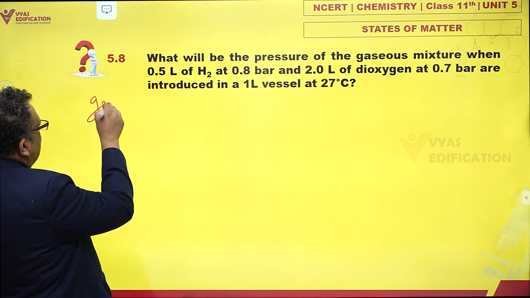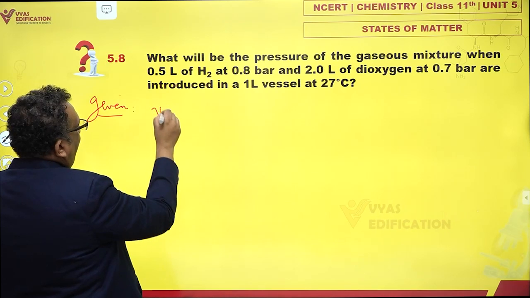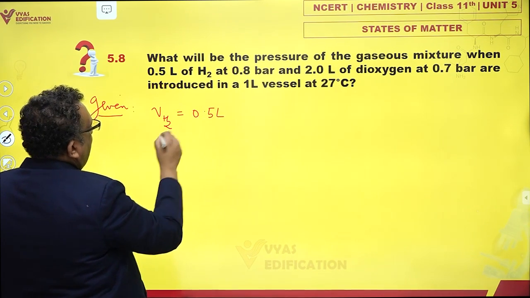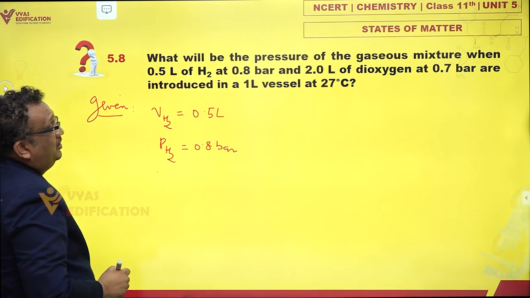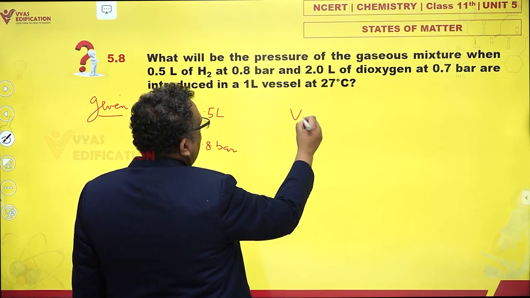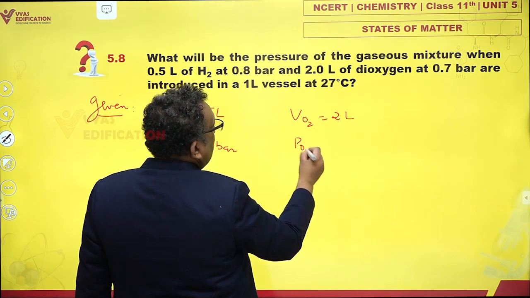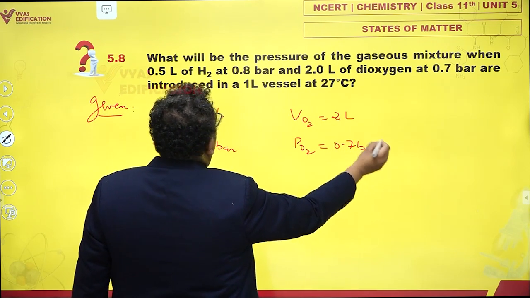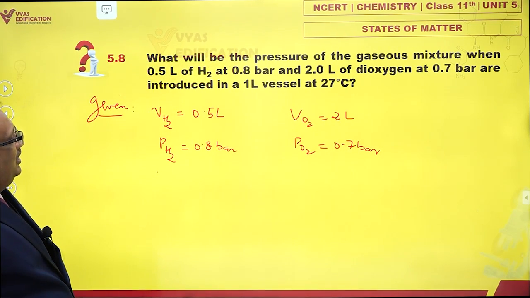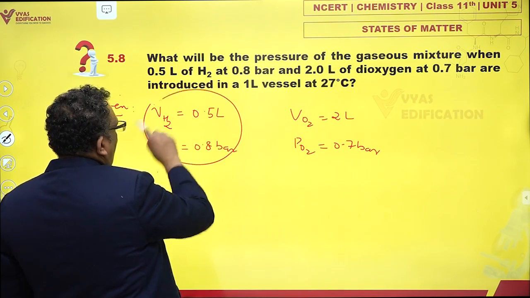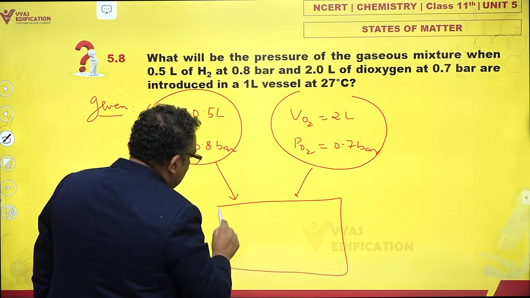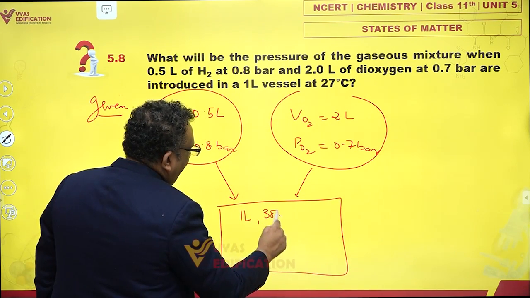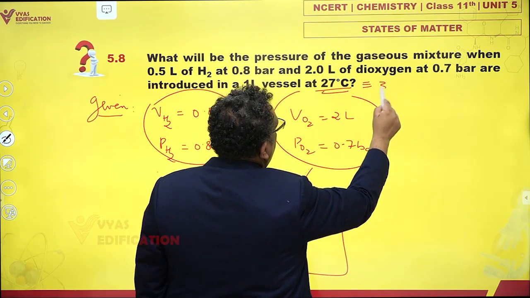Now I must note down what is given. What is given is volume of hydrogen is 0.5 liters, pressure of hydrogen is 0.8 bar, and volume of oxygen is 2 liters, and pressure of oxygen is 0.7 bar, are introduced in a 1 liter vessel at 27 degrees Celsius. Now, you have one sample and you have 2 samples, and now you are trying to mix them and introduce them in a 1 liter vessel at 300 Kelvin. Why? 27 degrees Celsius corresponds to 300 Kelvin.